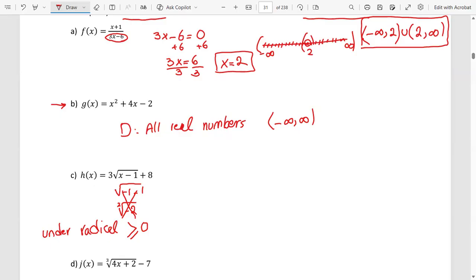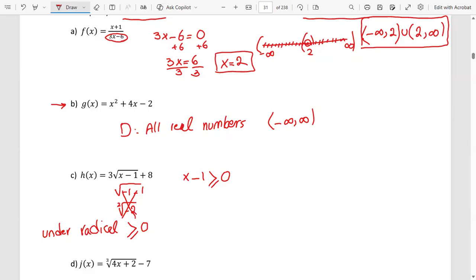I don't care about the 3 or the positive 8. They can be any number, positive, negative. I don't care about them. Only under the radical. Under the radical, whatever it is, you have to set it greater than or equal to 0, because you want to make sure that it's positive or 0.